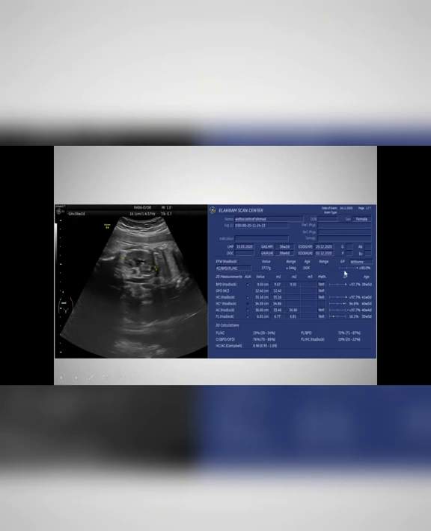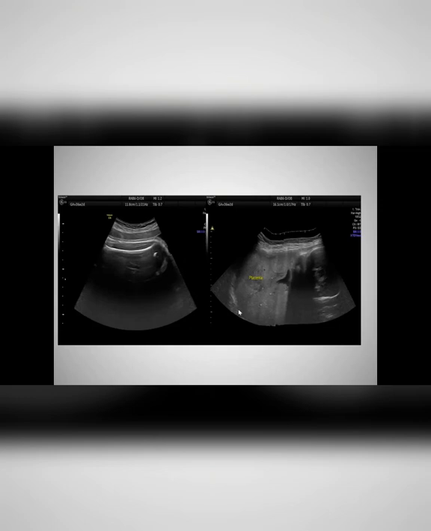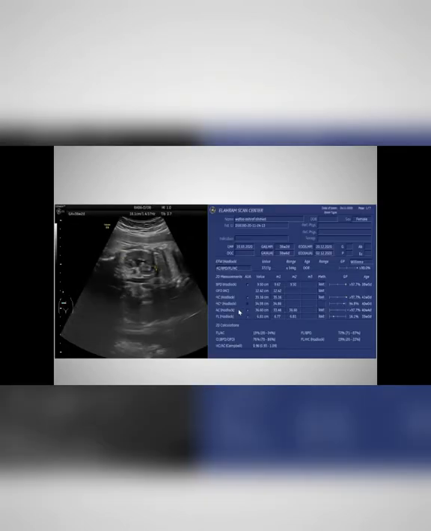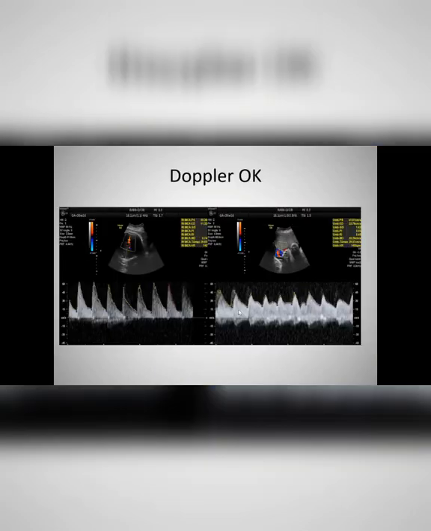And here the biophysical profile, in this third case. In this third case, she's overweight, and here it is 38 weeks. I asked the patient if she's diabetic, but she said no. So here the problem is a large for date fetus, not a small for date fetus. She may be a case for cesarean section, but the lungs are mature, and he can do the cesarean section anytime he wants. The Doppler is okay.